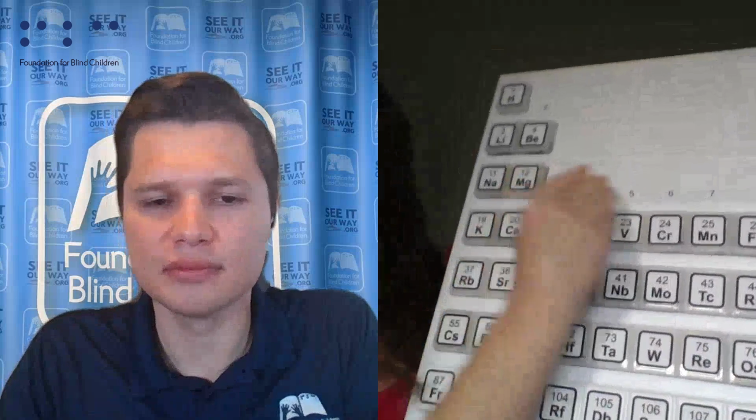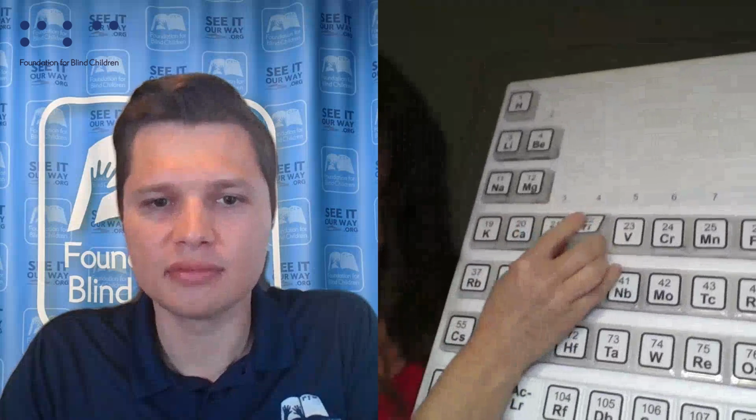Find that space, open it up, and be able to put it right into your chemical equations. So the cool part about this is that I love it for my younger Braille readers. There's just so many concepts that you can do with this.